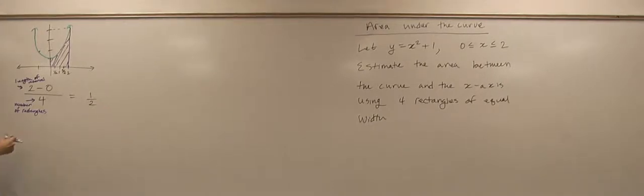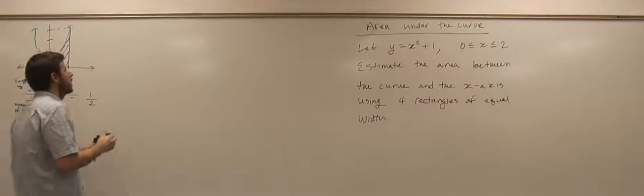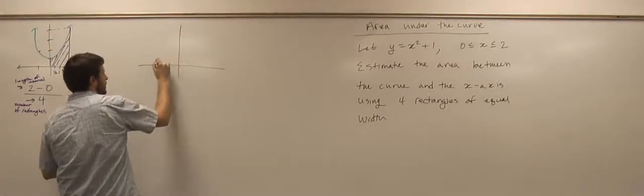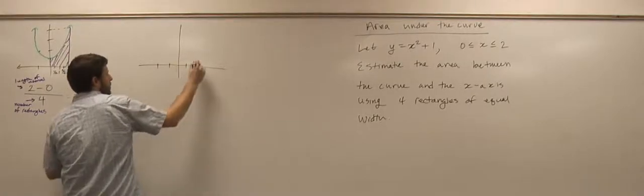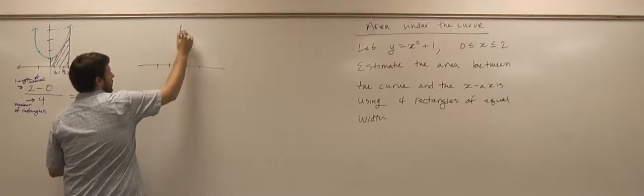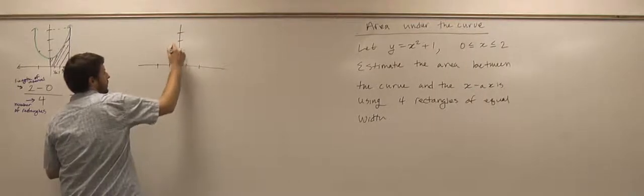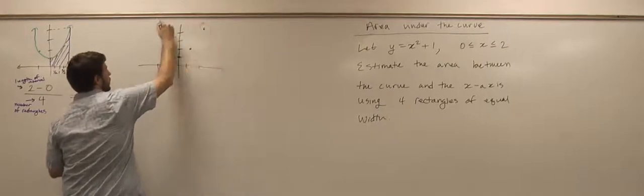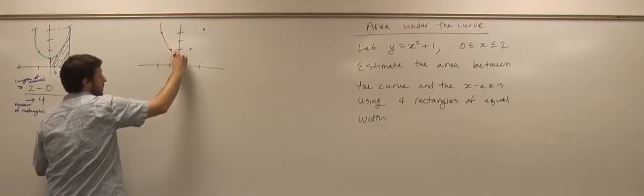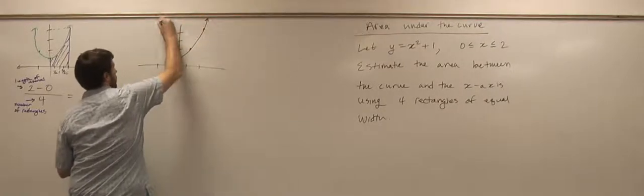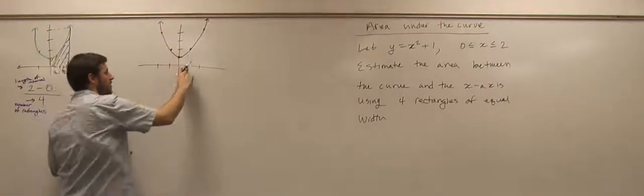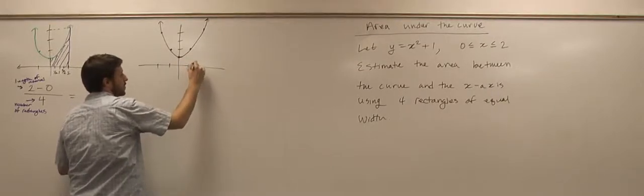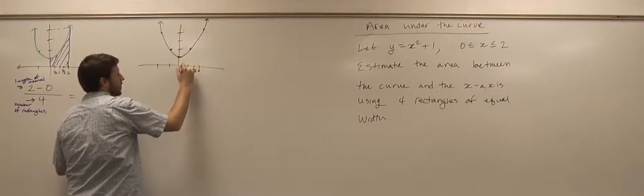But I can still draw a bunch of different possibilities. There are 3 common possibilities you'll see: upper sums, lower sums, and midpoint. So there's 1/2, 1, 3 halves, 2.